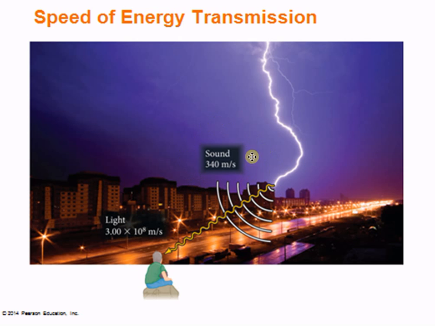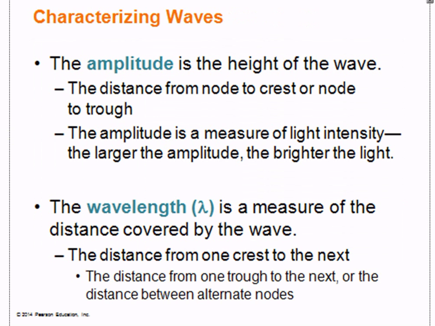Sound is a different kind of wave than light. Light travels at a very fast speed. It will be about 300,000 kilometers per second, which is about 200,000 miles per second. And sound goes about 340 meters per second. So they are very different waves, therefore they travel at different speeds. So let me talk a little bit about some of the characteristics of waves.